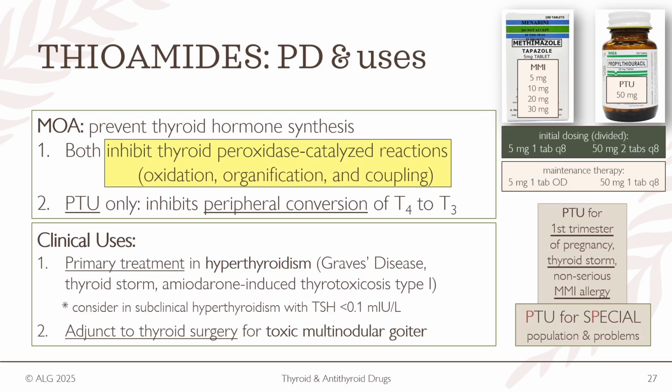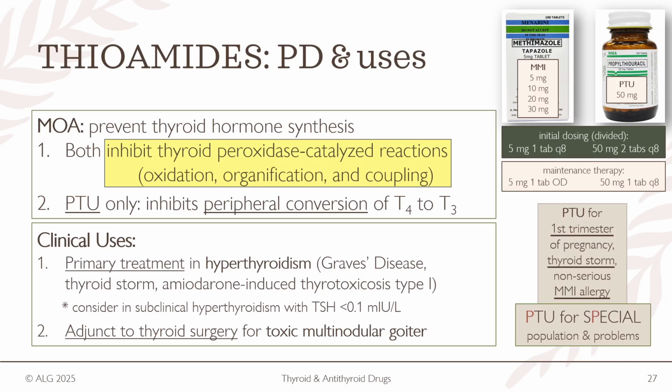On your upper right, you can see that both drugs are available in tablet forms. Methimazole is available in strengths of 5, 10, 20, and 30 mg, whereas PTU is available in strengths of 50 mg. Antithyroid drug therapy usually starts with divided doses, even with methimazole. So we can give methimazole 5 mg, one tablet every 8 hours, to achieve 15 mg per day for 4 to 8 weeks. The initial dosing can be higher or lower depending on the patient's baseline level of FT4.